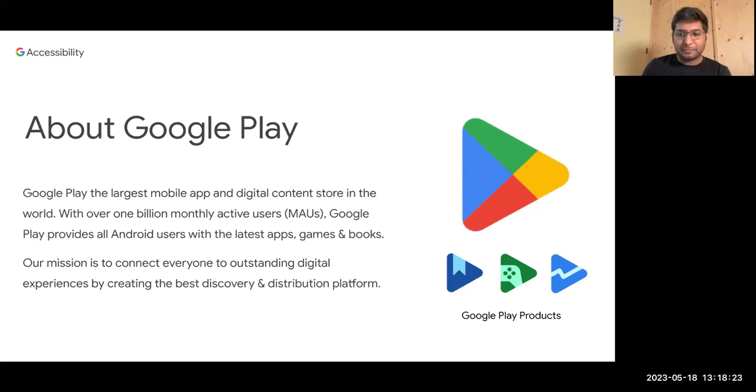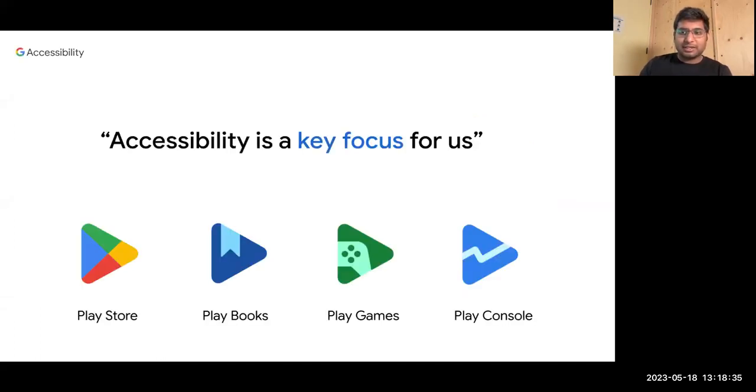We have various products at Google Play. We have Google Play Books, we have Google Play Games, and for the developer community, we have Google Play Console. Let's see the actual mission for us at Google Play. Accessibility is a key focus for all our new features across Google Play. So every feature or update going to the app has to be tested for accessibility before we release it to all our users.